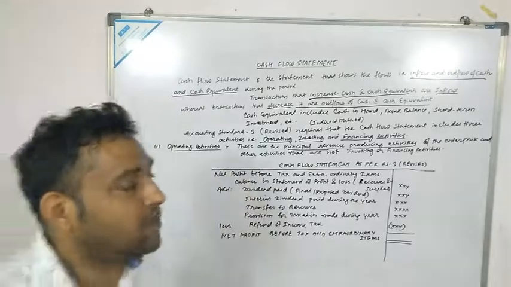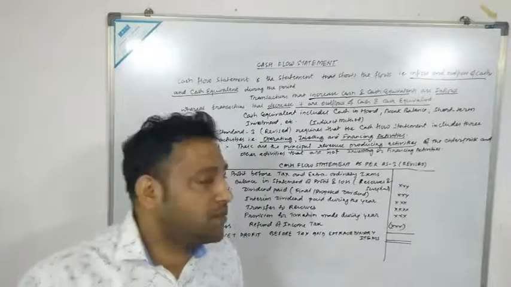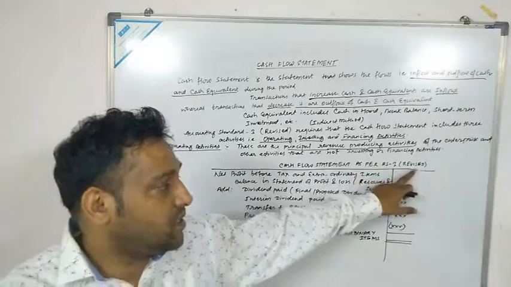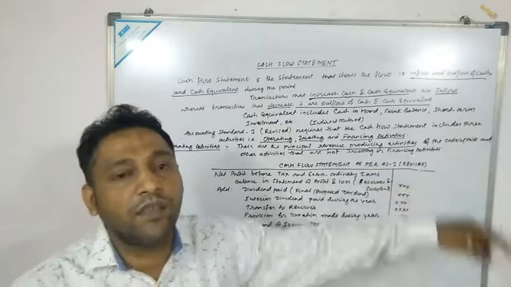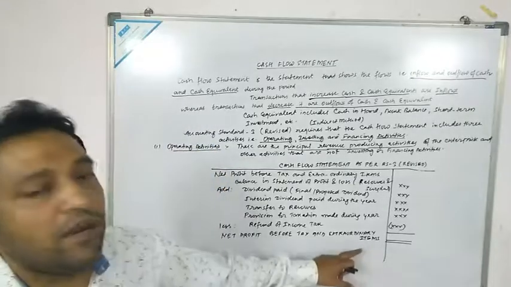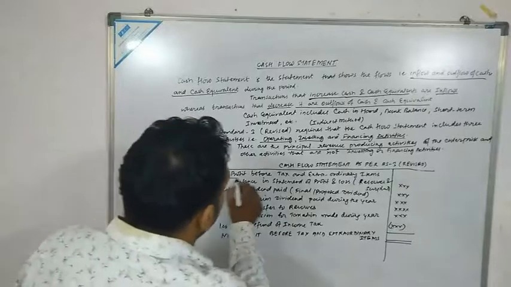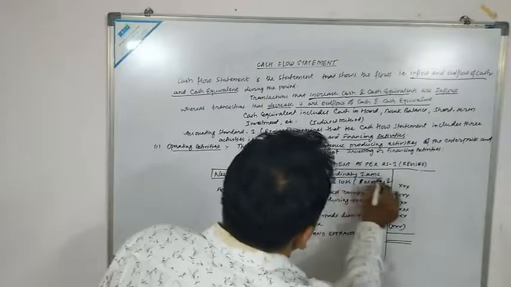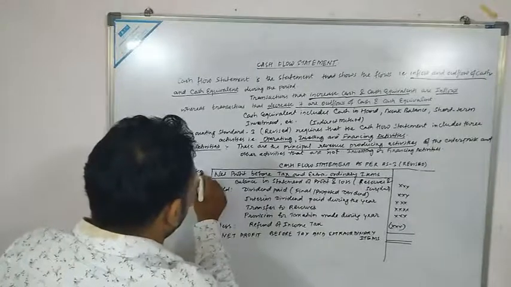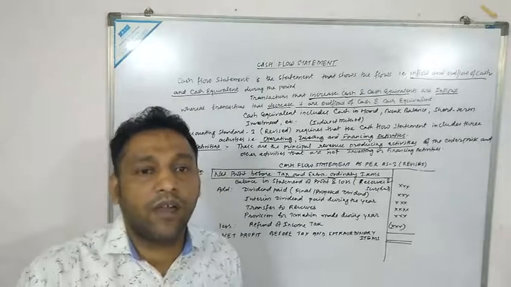Now the question comes, how to prepare the cash flow statement for operating activities. As per Accounting Standard 3 (Revised), we will follow the indirect method for the calculation. The format is here. First of all, what we are likely to calculate is the net profit before tax and extraordinary items. This is the first step.